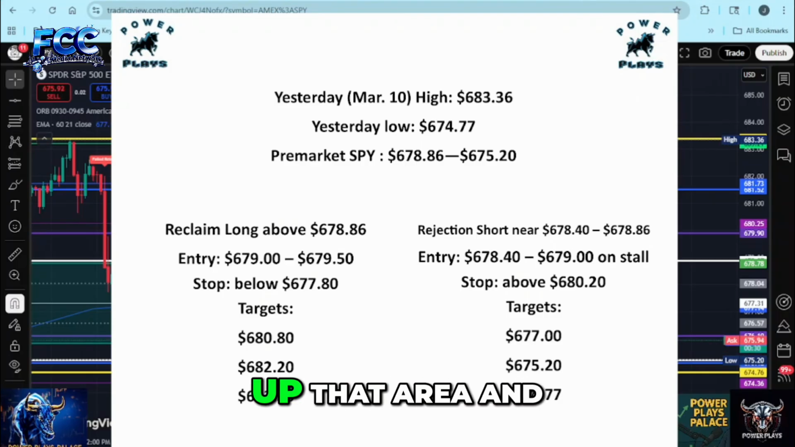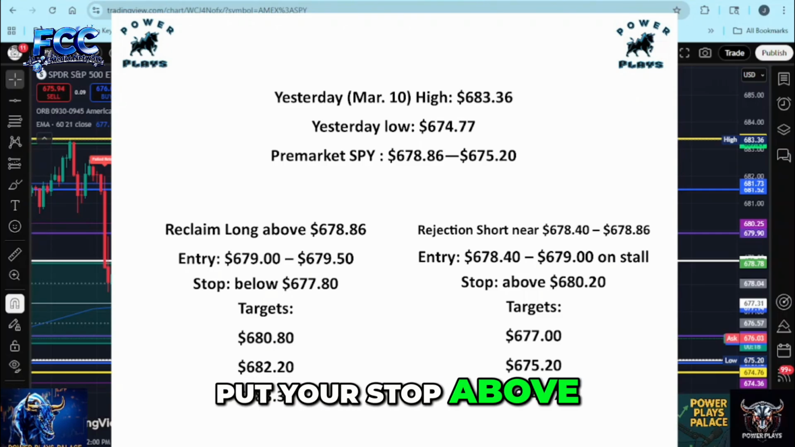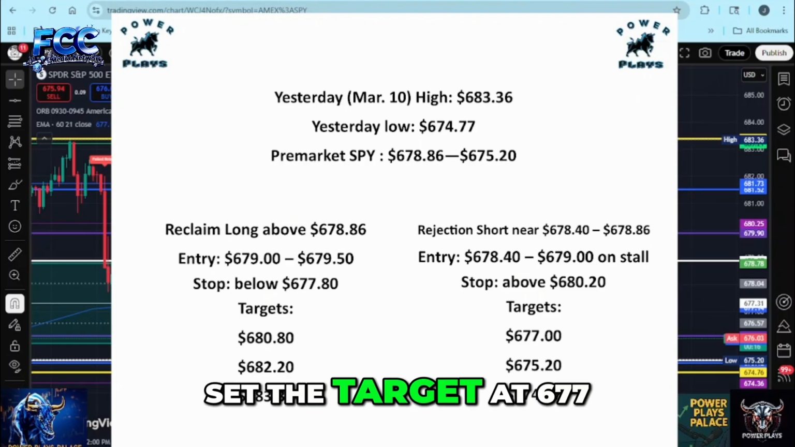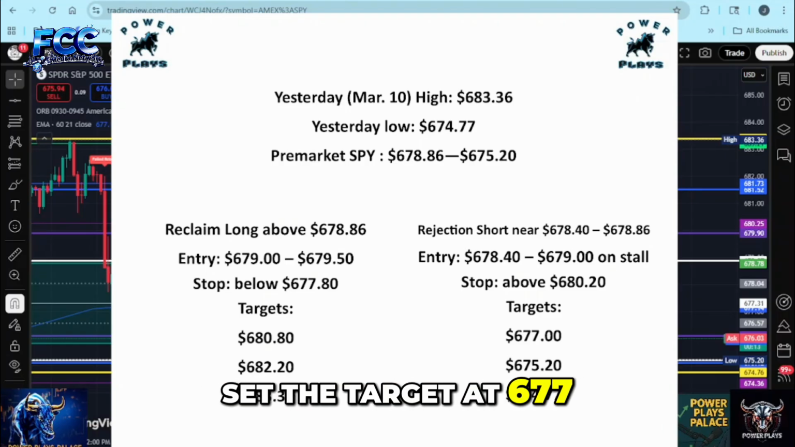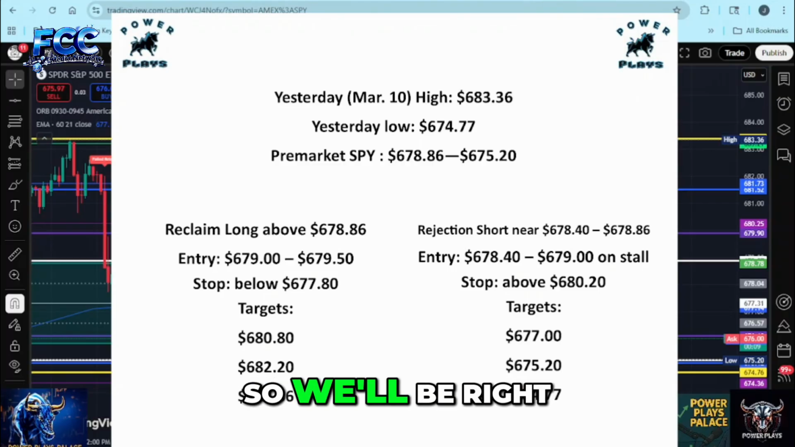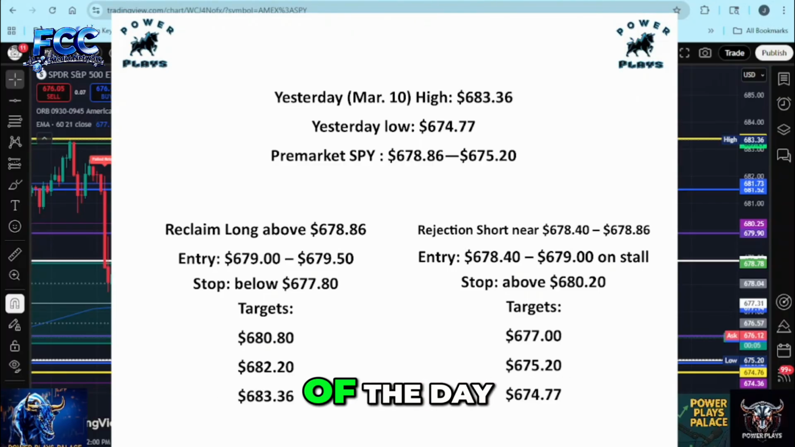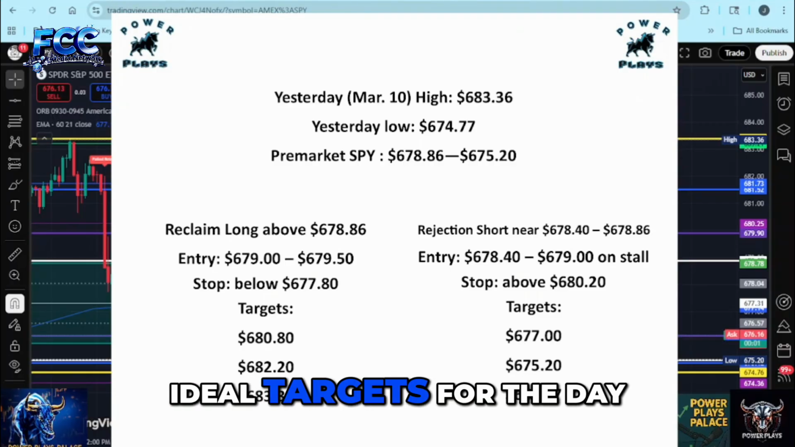And if it goes up to that area and then it rejects, you'll be looking at an entry around 678.40 to 679. That's if it goes up and rejects and stalls out. Put your stop above 680.20, and then set your targets at 677, 675.20, and 674.77. So we'd be right back in the area where we were yesterday, which was the low of the day. So that'll be the ideal targets for the day.